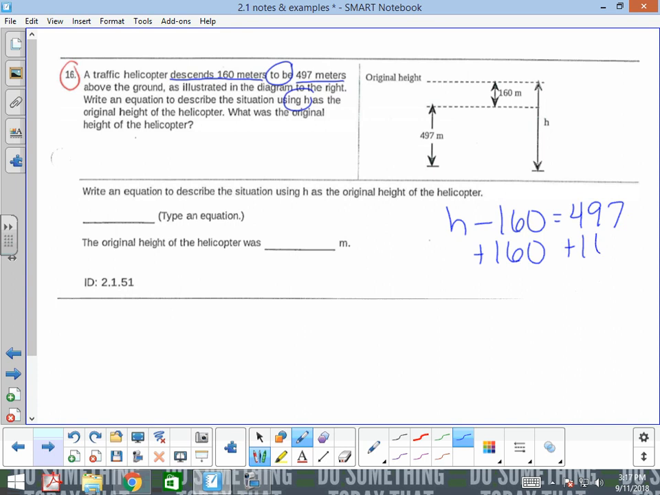Add 160 to both sides. And we get h equals 657. So you have two things you have to put in here. First, you have to put the equation. And then you have to type in the answer.